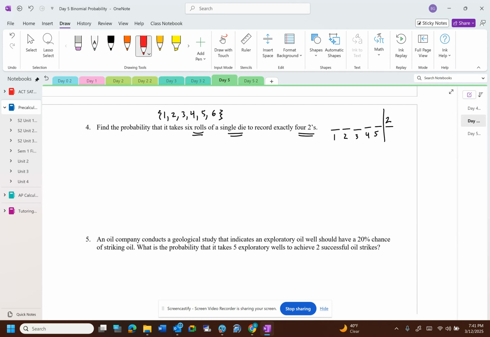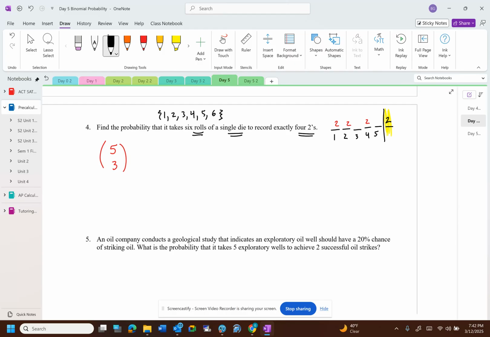I have to get 3 more 2s somewhere in those 5 tosses. So maybe it's there, there, and there. Okay? So in reality, I don't have 6 choose 4. Instead, what I have is 5 choose 3. And that's because the last trial has to be a success. Okay? So I need to have 3 2s in those 5 spots.